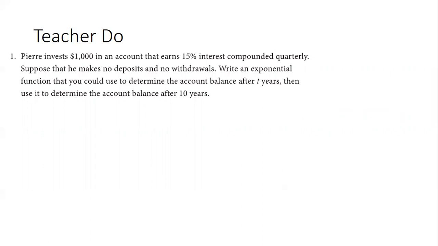Up first, we're going to talk about our friend here, Pierre. Pierre invests $1,000 in an account that earns 15% interest compounded quarterly. Suppose that he makes no deposits and no withdrawals. Write an exponential function that you could use to determine the account balance after T years. Then use it to determine the account balance after 10 years. So again, we're working with A equals P times (1 plus R divided by N) to the NT.